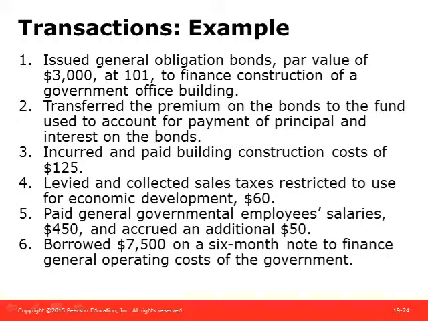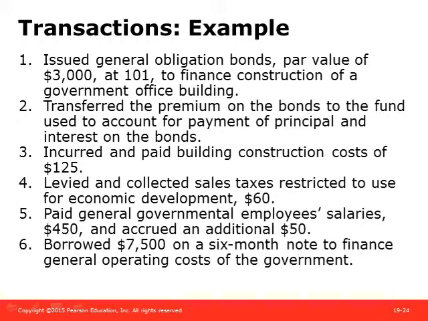And so here we're just talking about some typical transactions that a government would execute. So one, we issue general obligation bonds, par value of $3,000, at 101, or a premium, to finance construction of a government office building. This is often done to finance building schools. The second transaction transferred the premium on the bonds to the fund used to account for payment of principal and interest on the bonds. The third, incurred and paid building construction costs of $125.